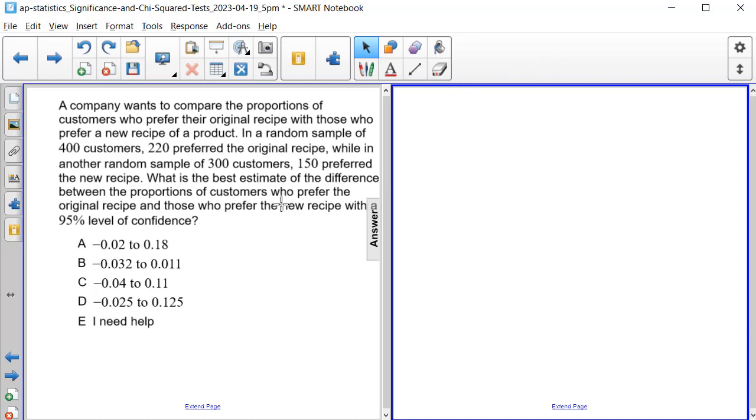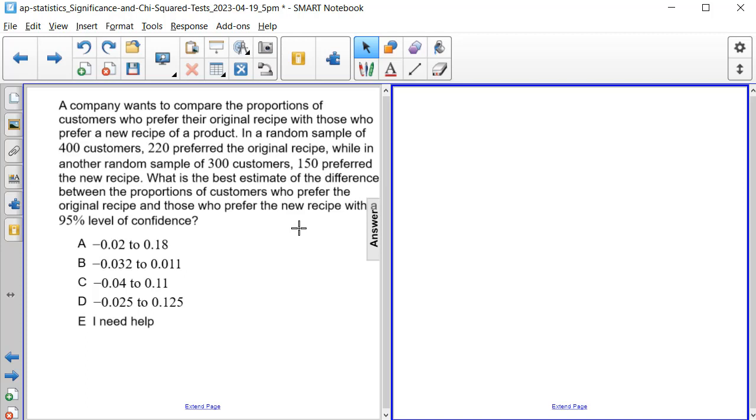A company wants to compare the proportions of customers who prefer their original recipe with those who prefer a new recipe of a product. In a random sample of 400 customers, 220 preferred the original recipe, while in another random sample of 300 customers, 150 preferred the new recipe.